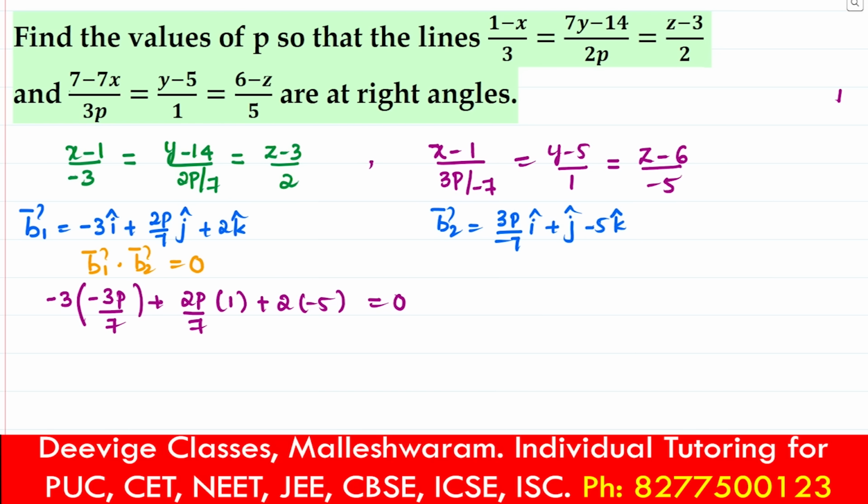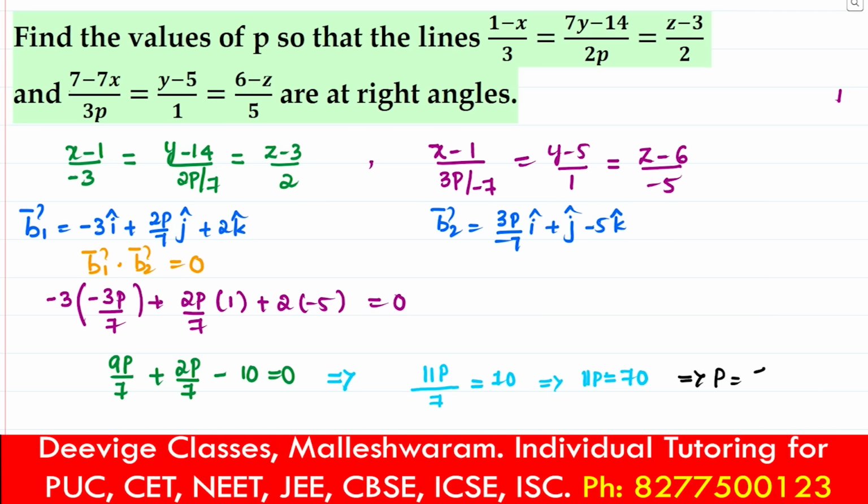So, minus 3 into minus 3p by 7 is 9p by 7, plus 2p by 7, minus 5 twos are 10, is equal to 0, which can be written as, here 7 is the LCM, then 9p plus 2p is 11p is equal to 10. This implies 11p is equal to 70. Therefore, the value of p is 70 divided by 11.